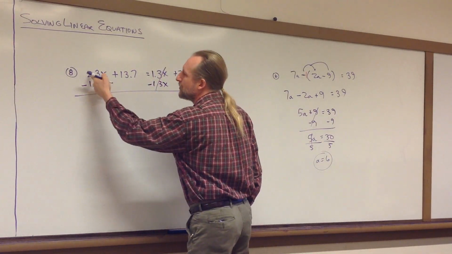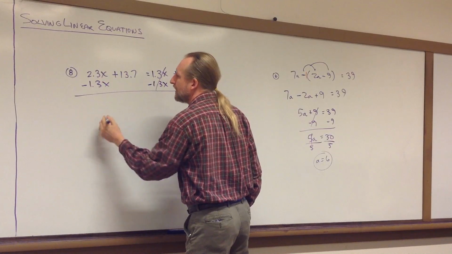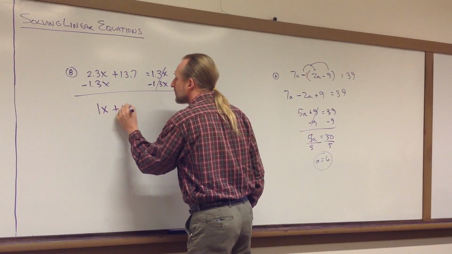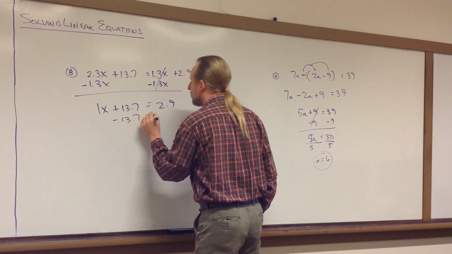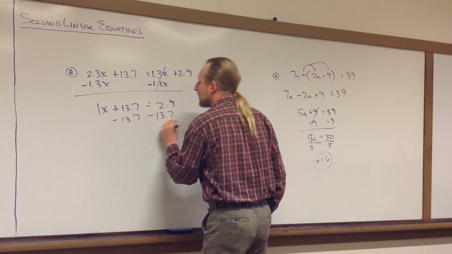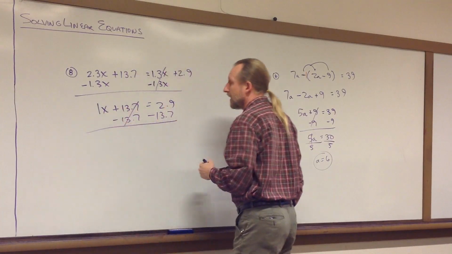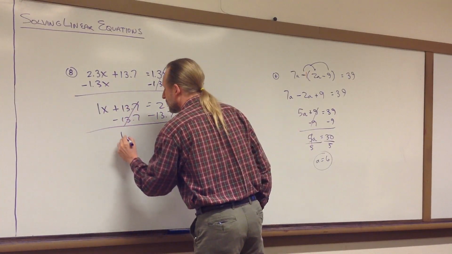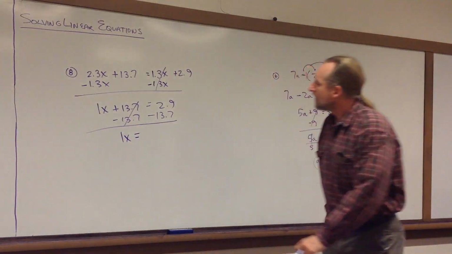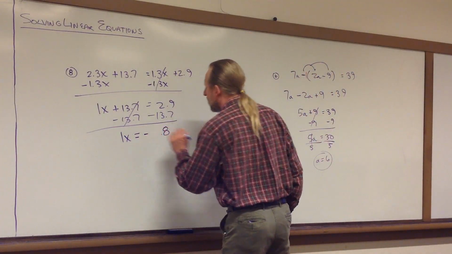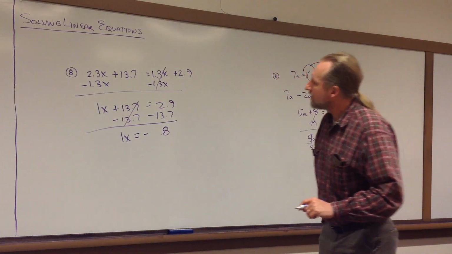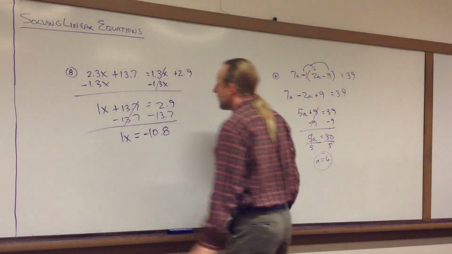Look at what's happening here. 2.3 minus 1.3 is just going to be 1x. So we're not even going to have to divide to figure out this answer. All we have to calculate is 2.9 minus 13.7. And let's see, what is that going to give us? That should be negative. That'll be negative 10.8.